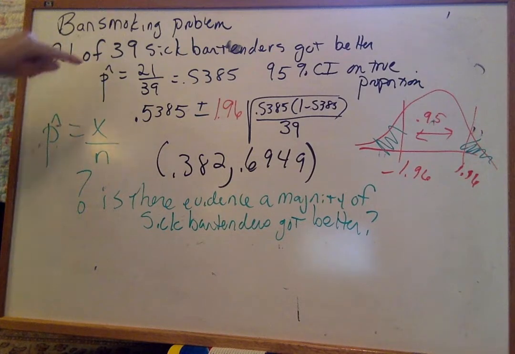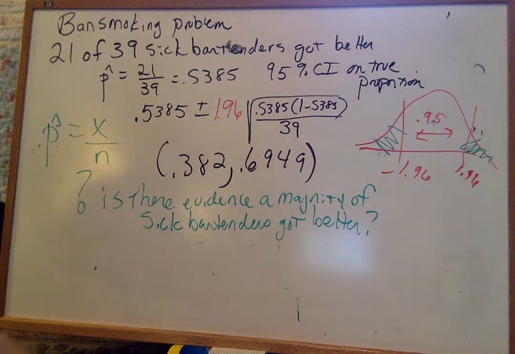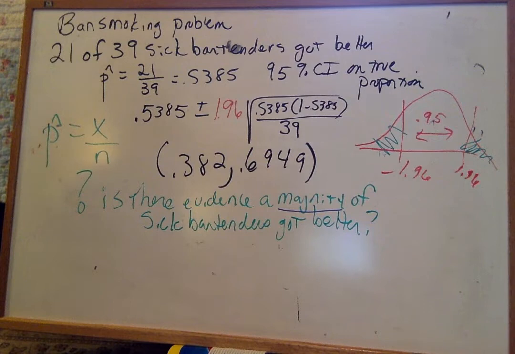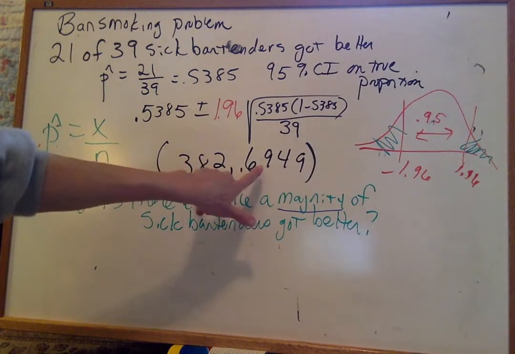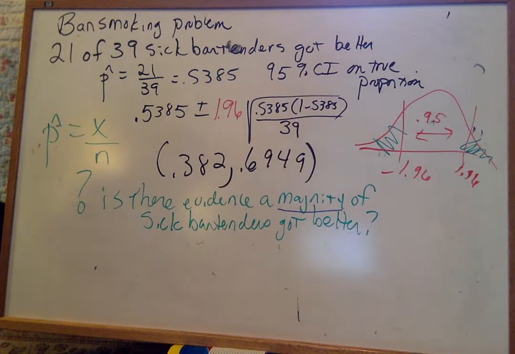Make sure you know you are never going to go back and discuss the sample proportion. The only thing you can discuss is the confidence interval. There always seems to be some confusion on the word majority. Majority means greater than 50%, greater than 0.5. So you're going to look here and ask yourself, is there evidence this is greater than 0.5?